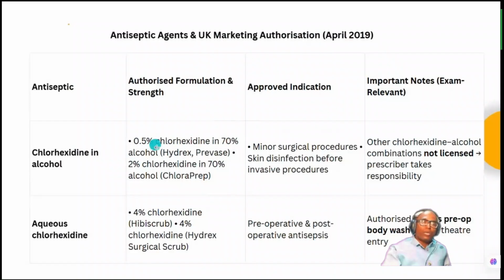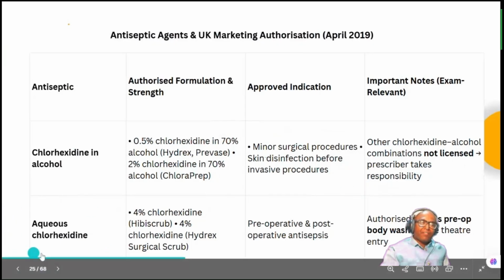Chlorhexidine is in two forms: 0.5% chlorhexidine and 2% chlorhexidine. The 0.5% chlorhexidine is for minor surgical procedures, and 2% is for skin disinfection before invasive procedure. Other chlorhexidine alcohol combinations are not licensed. The prescriber takes the responsibility.